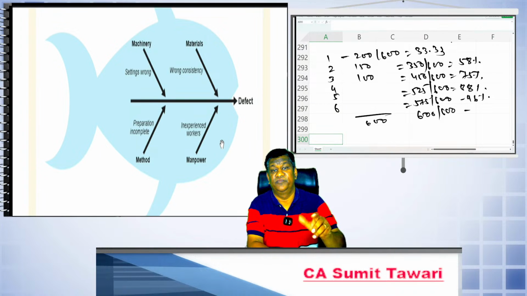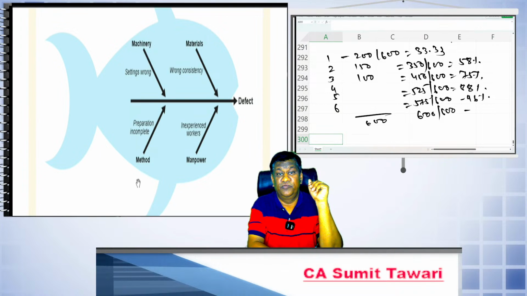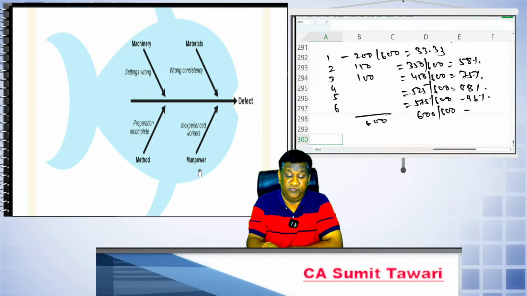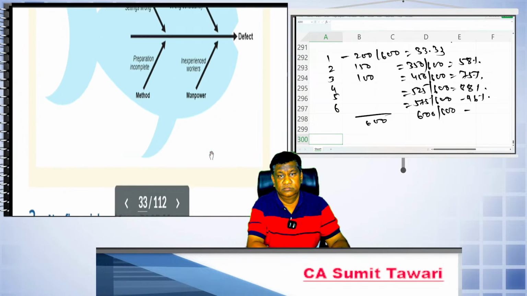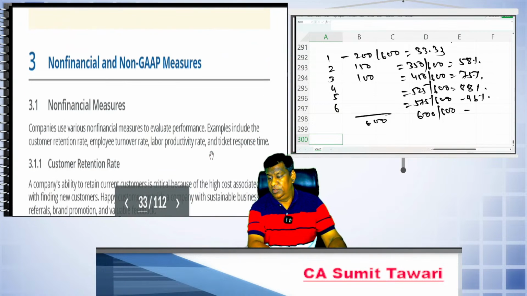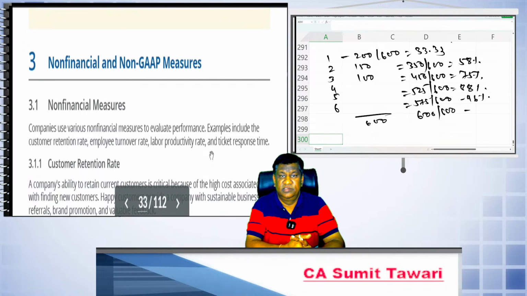Because of the method, preparation is incomplete; this is the cause, and this is the effect. Because of manpower, inexperienced worker; material, wrong consistency; machinery, setting wrong. So these are the cause and effect relationships. If I want to improve my manpower, what do I need to improve? That is the reason I get here. Any doubt here till now?